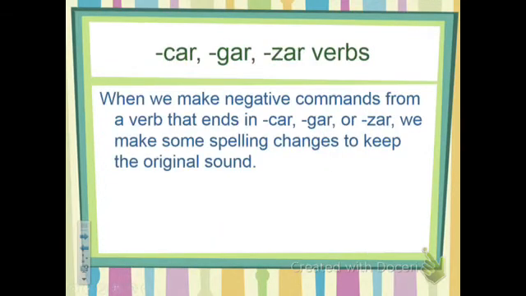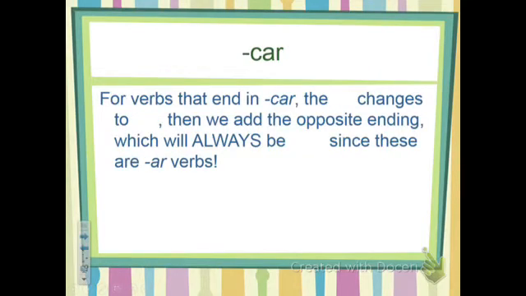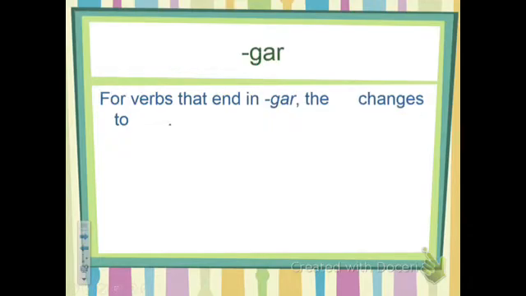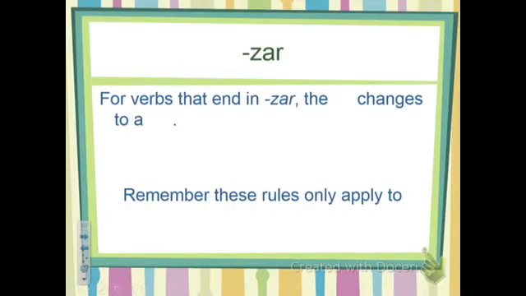Okay. When we make negative commands from a verb that ends with car, gar or zar, we have to make some spelling changes to keep the original sound. For verbs that end in car, the C changes to a QU, and then we add the opposite ending, which will always be an ES because these are AR verbs, no cargues. For verbs that end in gar, the G changes to a GU. For verbs that end in zar, the Z changes to a C. Now remember, these rules only apply to negative commands. If it's a positive command, if you're telling someone to do something, you don't have to apply these spelling changes.